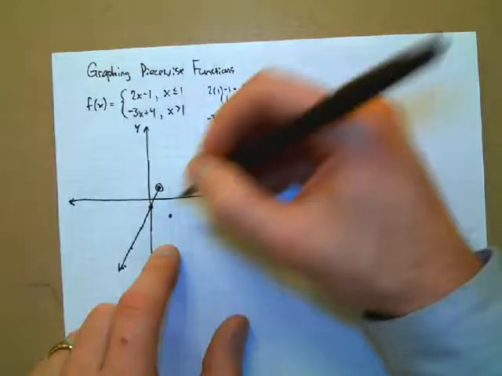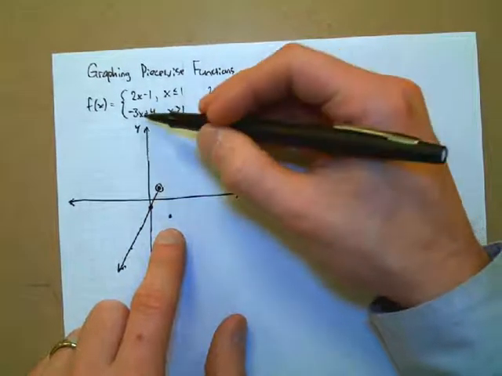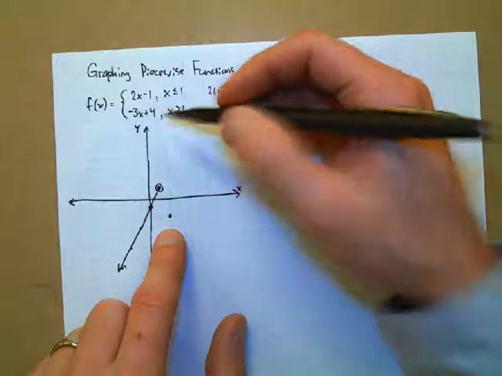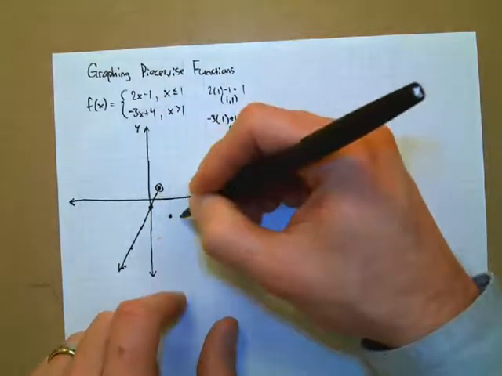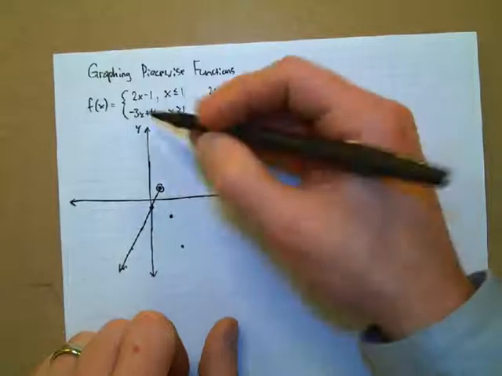So there's your piecewise function. Okay. There are our pieces. I want to do one more here. I think I should have enough time.